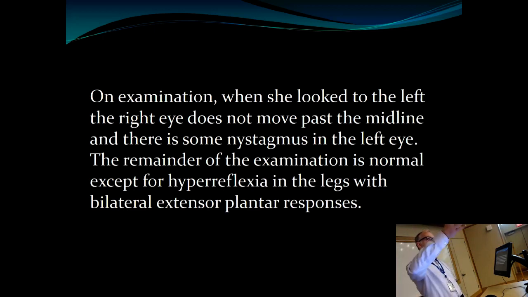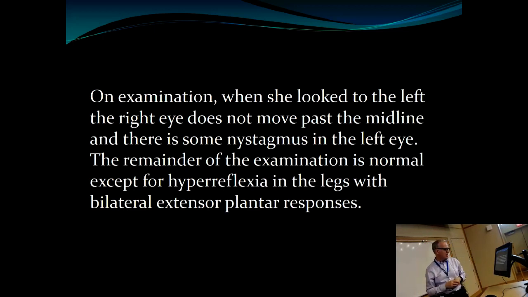Yeah, really typical for an MLF lesion, right? So remember that if you've got a right MLF lesion, it's your right medial rectus that isn't going to work well. So when the patient looks to the left, the left eye goes out, the right eye doesn't follow. And so then the brain tries to bring the images together, and that's why you get a little nystagmus in the left eye. Okay? So need to remember what an internuclear ophthalmoplegia looks like.